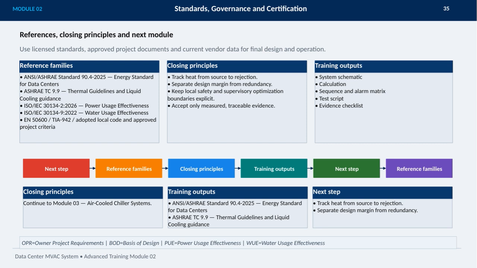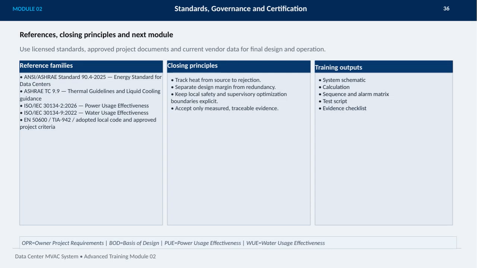As a result of this training, you'll be able to develop system schematics, perform calculations, create sequence and alarm matrices, draft test scripts, and maintain thorough evidence checklists. Looking ahead, the next module will dive into air-cooled chiller systems, building on the foundation we've set here. With these standards and principles in mind, you're well prepared to ensure both efficiency and compliance in your designs.